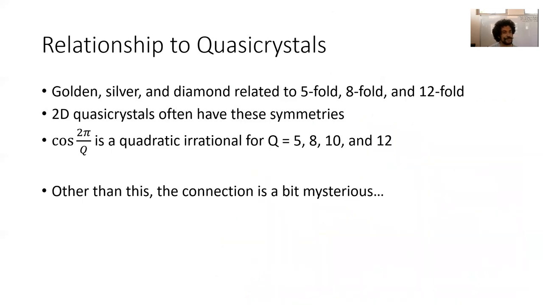Okay, and so finally, we just want to conclude by saying there seems to be some relationship between this and quasicrystals. Here at Quantum Gravity Research, we are interested in this because we are interested in looking at quasicrystals and their applications to quantum gravity. So this was part of the reason why we are interested in some of this material. And we see that the golden, silver, and diamond means are related to these 5-fold, 8-fold, and 12-fold objects, which is often associated to the symmetries with 2D quasicrystals, such as Penrose tilings.